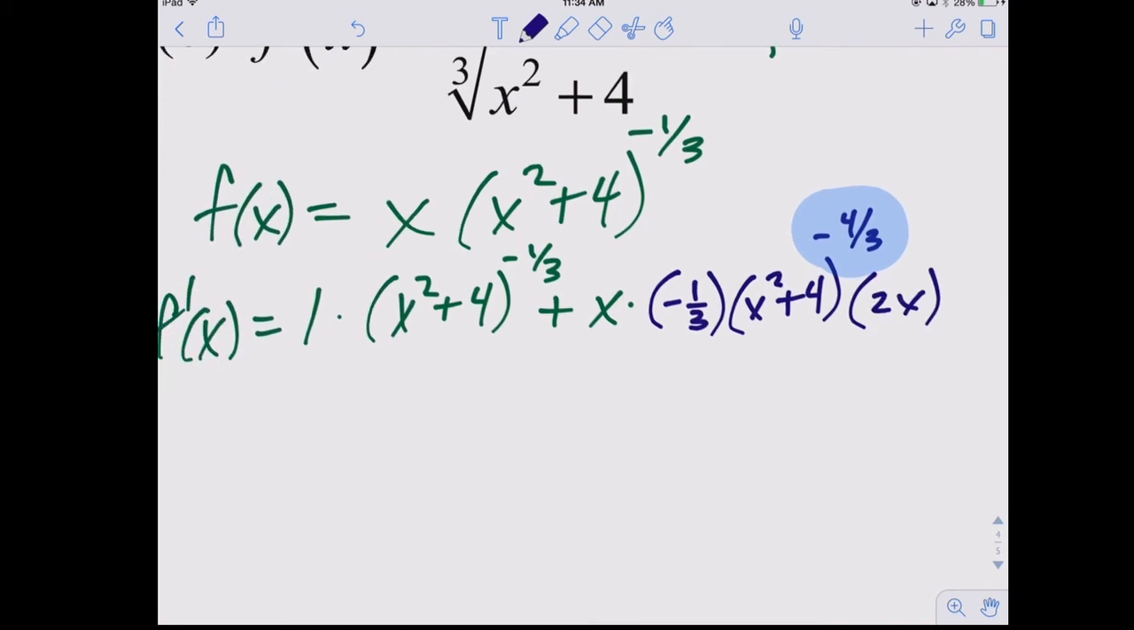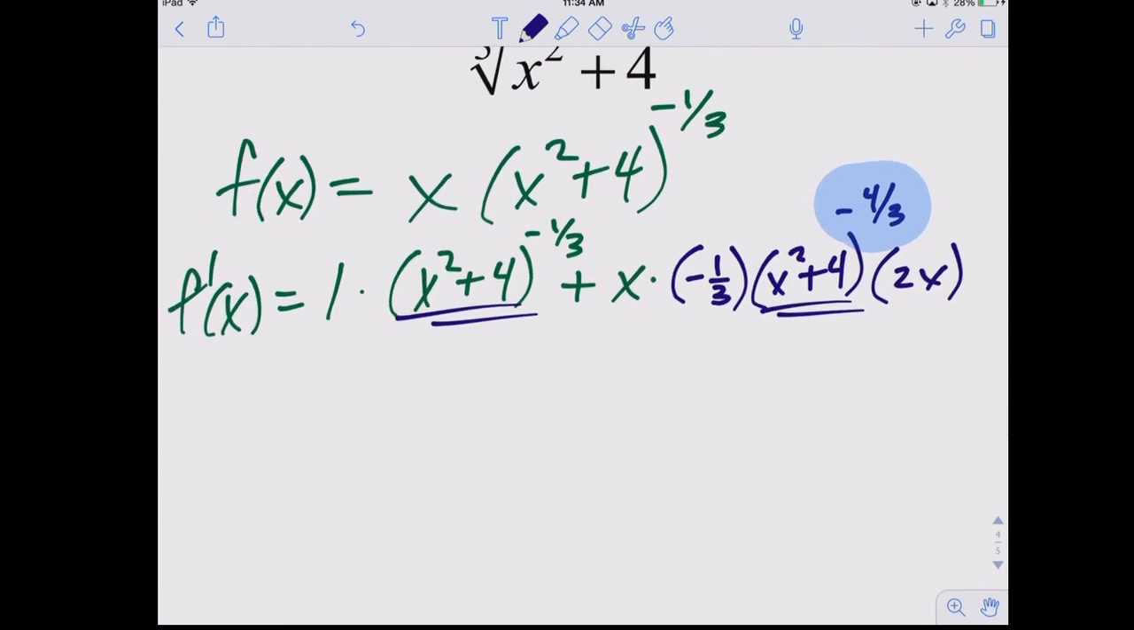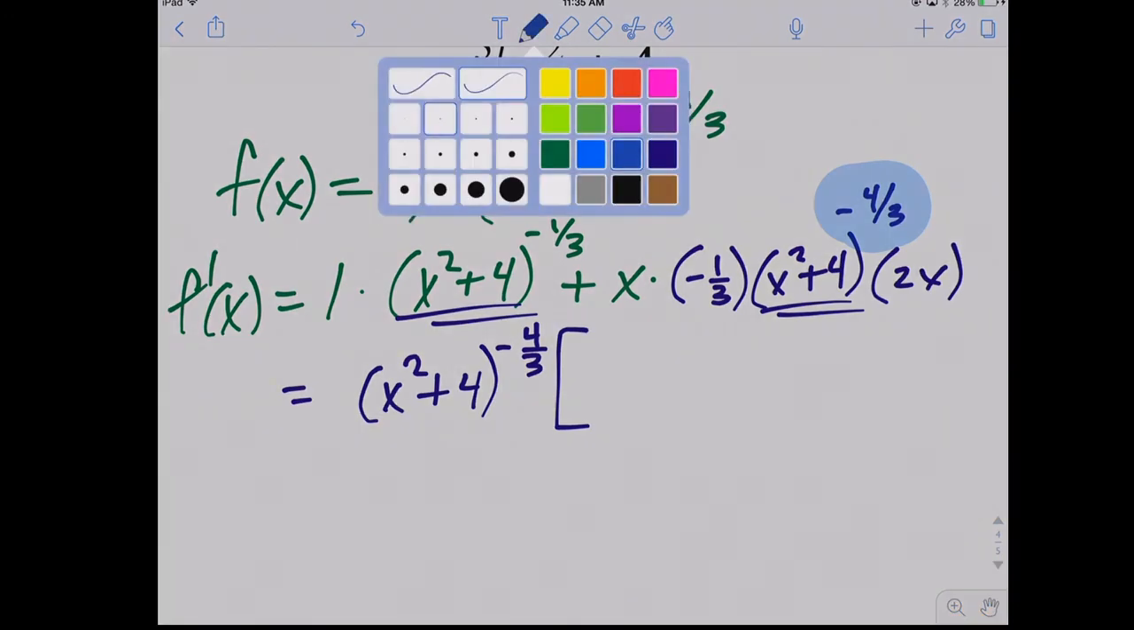Now, cleaning that up, I'm not sure if you really need to do that. It looks like the only common factor we're going to have is the x squared plus 4 piece. So I'll just factor it out first by rewriting it. And then what exponent am I going to factor out? The smaller of the two, which would be negative 4/3. Again, I like the beefy brackets, but feel free to use wimpy parentheses if you don't want to be that forceful. They stand out a little bit more to me.